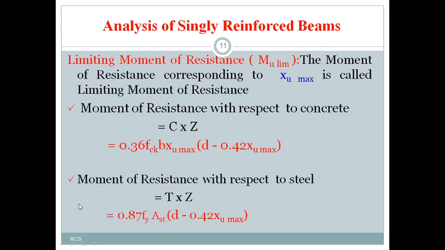Similarly, we can calculate the limiting moment of resistance with respect to the steel, where T is the tensile force and Z is the lever arm, that is 0.87 fy Ast (d minus 0.42 xu max). Simply, in our previous formula, which we calculated in our previous classes with respect to the actual depth of neutral axis, you have to substitute. Here we are calculating the limiting moment of resistance, that means the maximum moment of resistance of a particular section. Then obviously we have to substitute the maximum depth of neutral axis in that formula. By using that we can calculate the limiting moment of resistance.